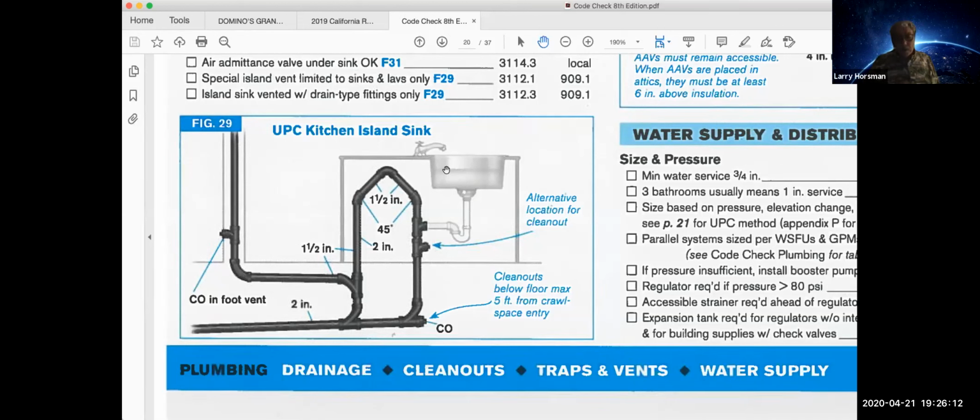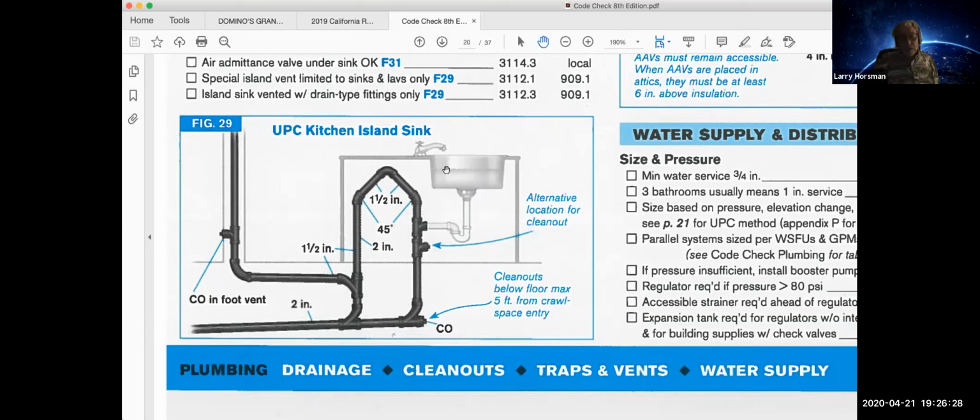We've got the tailpiece coming off of that sink. You've got the trap arm. And then you're going into that vent. Uniform Plumbing Code, they run it up at 45 degrees. I'm not quite sure why.